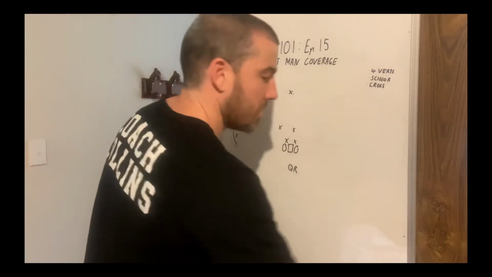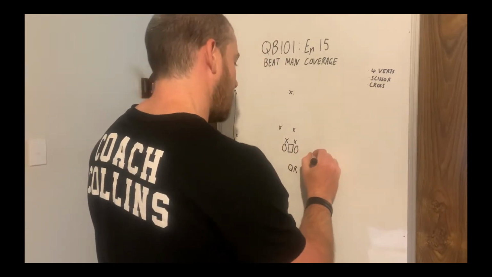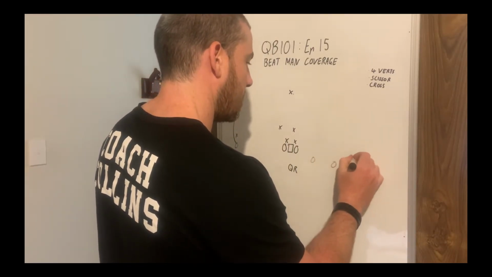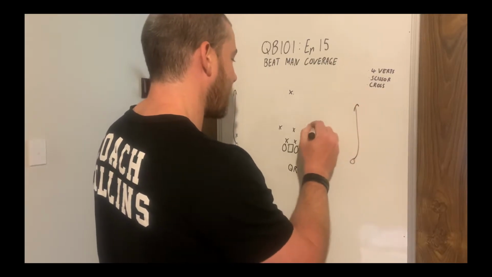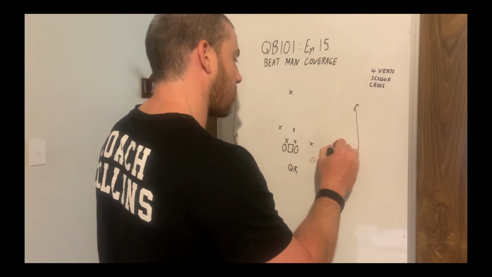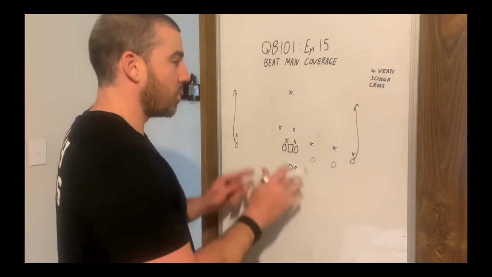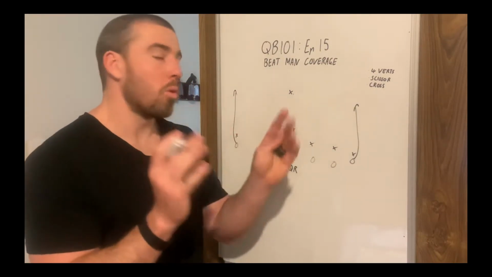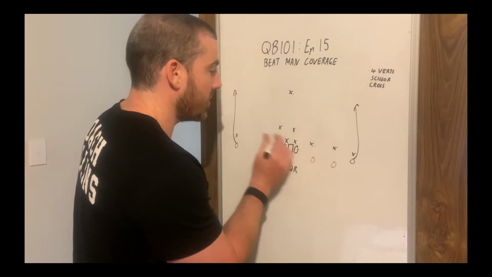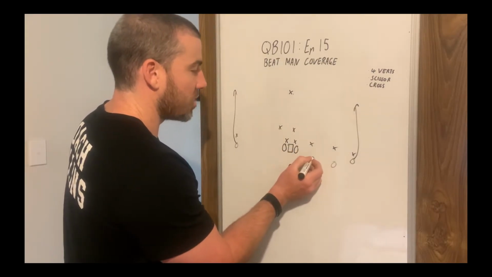Run this concept out of trips. Just depends. Same rules apply. Now, how I describe this to my receivers. We still want to split the field into 4 quarters. So I like this one. Remember we talked about the hash marks.